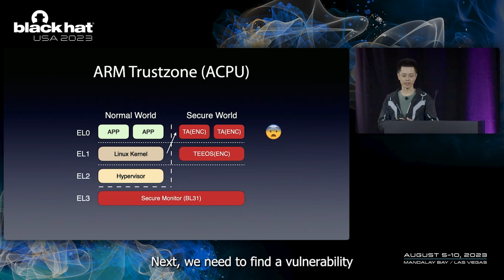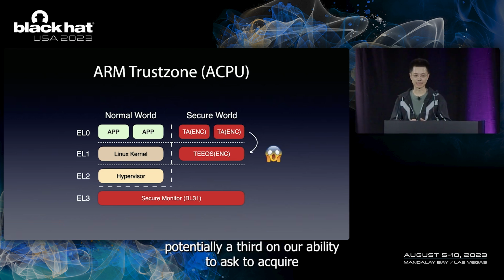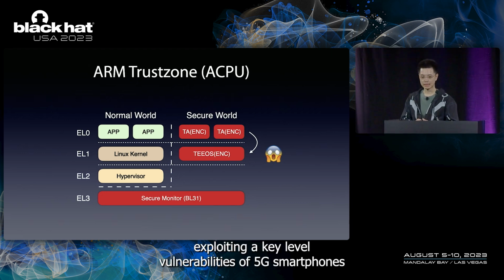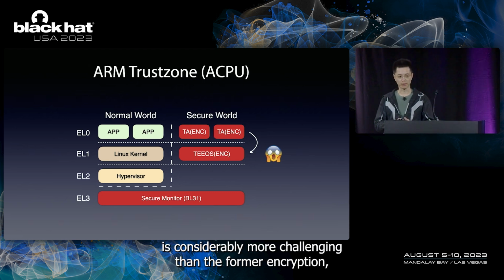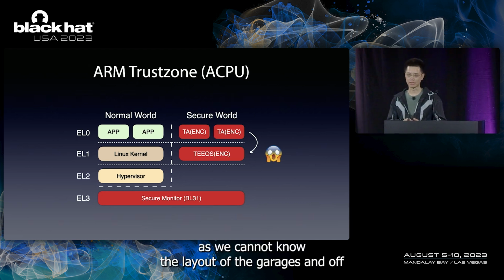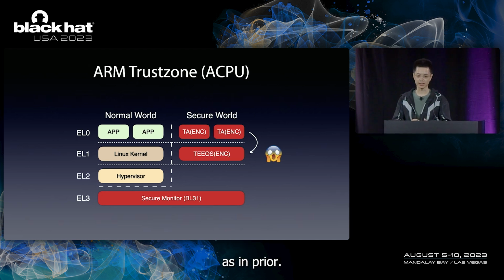Next, we need to find a vulnerability in the trusted application, and potentially a third vulnerability in TEEOS to acquire sufficient privilege to operate a crypto engine. Exploiting TEE-level vulnerabilities on Huawei smartphones is considerably more challenging due to firmware encryption, as we cannot know the layout, the gadgets, and offsets in prior.